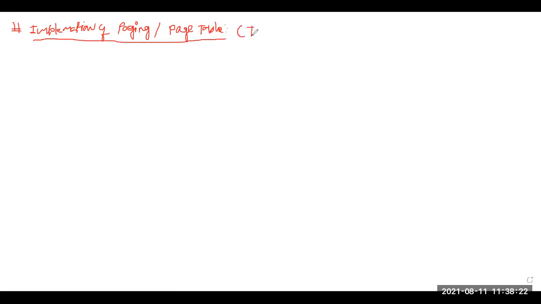What does TLB stand for? Translation Lookaside Buffer. So we will use a hardware called TLB, which stands for translation lookaside or lookup buffer. This is a hardware basically used for the implementation of the paging technique or page table in your main memory or in your architecture. As we already know, there is a CPU which is responsible.